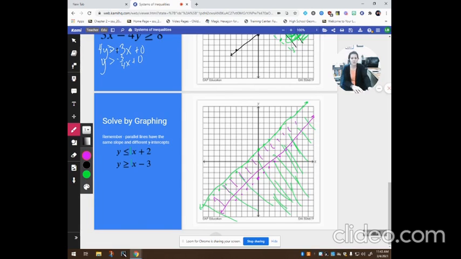So what area got shaded twice? It's the area in between. So all of the ordered pairs in between and on these two lines are solutions to this system of inequalities.